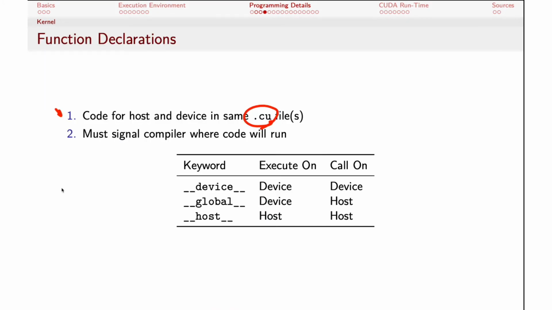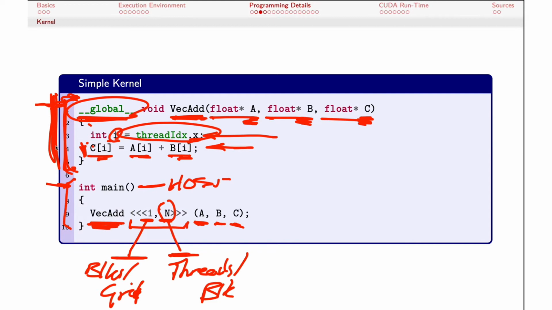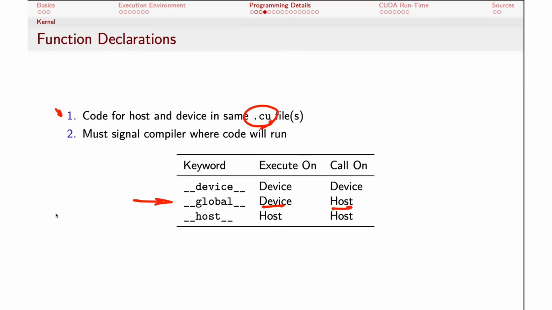So there's three possibilities. We can say that we want to have the code run globally, which is what we've seen. So that's going to be executed on the device, but it's going to be invoked from the host, right? This code is executed on the device. It's being invoked from the host. If we want to specify a particular function is going to just run on the device, we can prefix it with the __device__ prefix. And that's going to say basically we want to run this on the device and we're going to call it from the device, right?